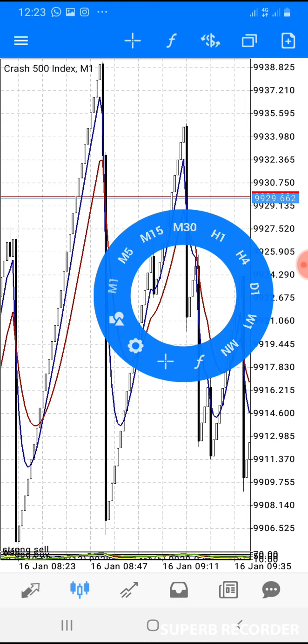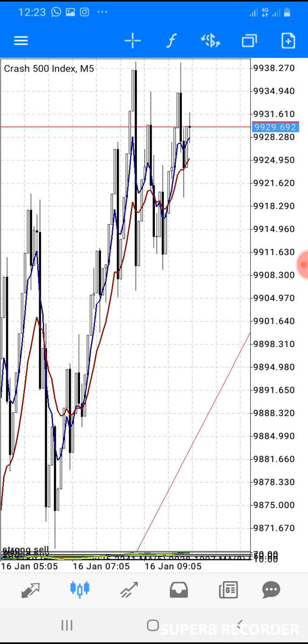And one other tip that I wanted to give you guys on this is the best time to be trading these indices is between 7 a.m. to about 11 a.m. Central African time. It's 5 a.m. GMT to like 8 a.m. GMT. So those are the perfect times to be trading because there's less manipulation in the market.